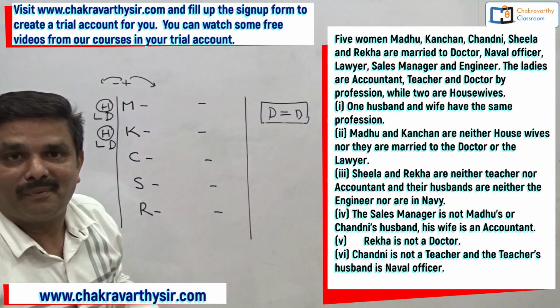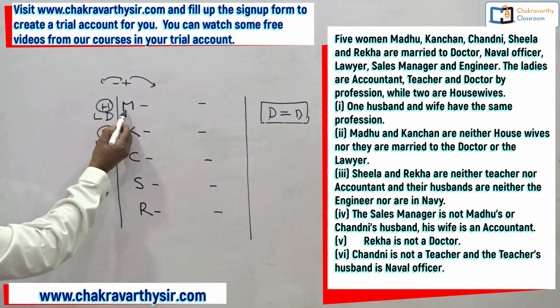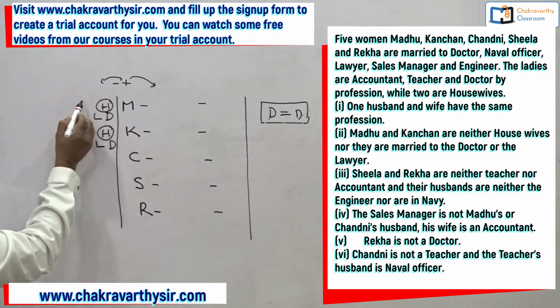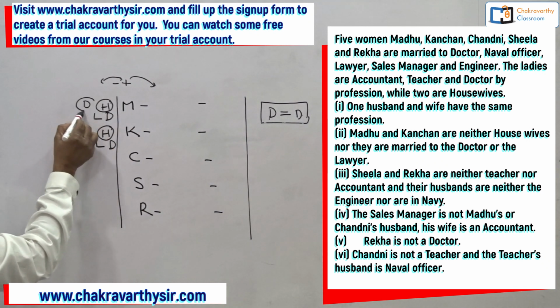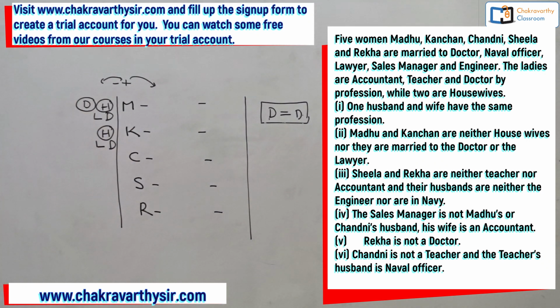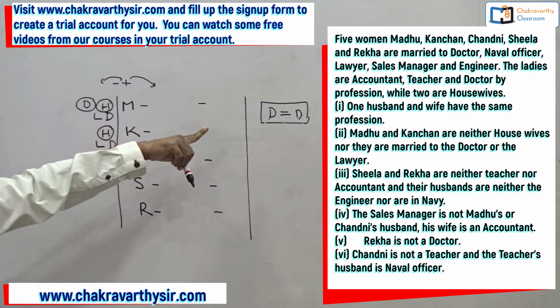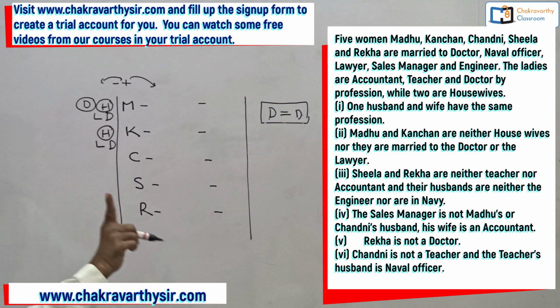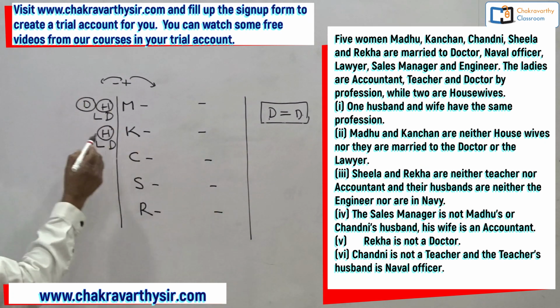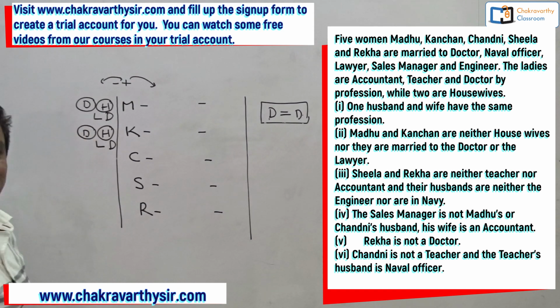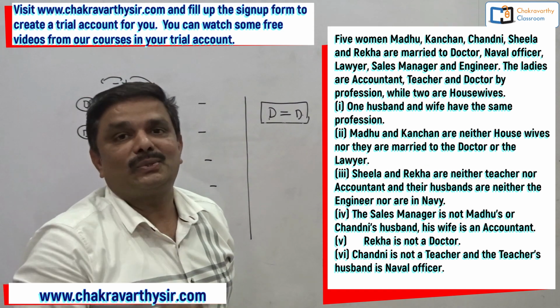So I got this hidden information, right? I am keeping this one on the left side because it is negative. Madhu herself cannot be a doctor. Similarly, Kanchan's husband is not a doctor, but doctor equals doctor, so Kanchan herself cannot be a doctor. As simple as this one. Yes or no? This is the way, students.